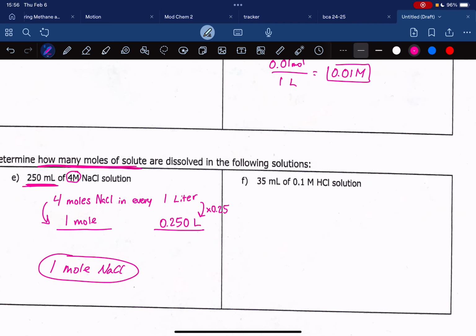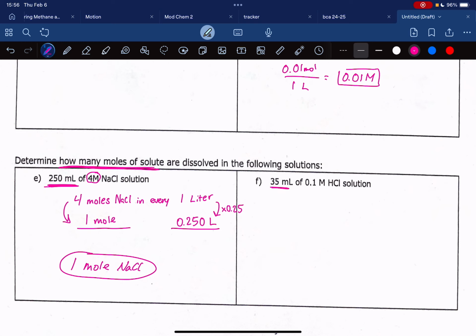I'll do F as well real quick. We got 35 mils of 0.1 molar HCl solution. I'm going to start this the same way I started E. I'll say 0.1 moles of solute, in this case HCl, in every 1 liter.